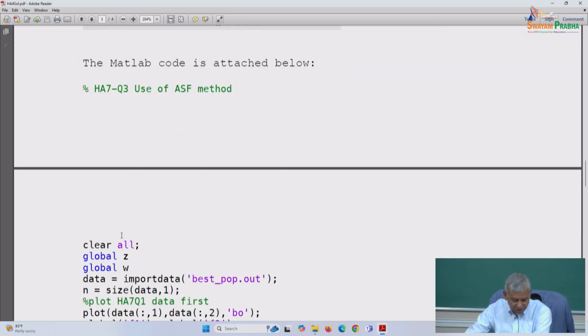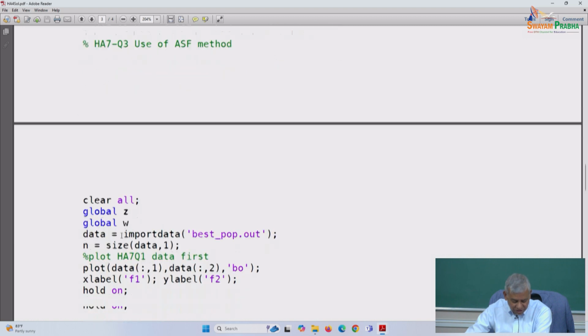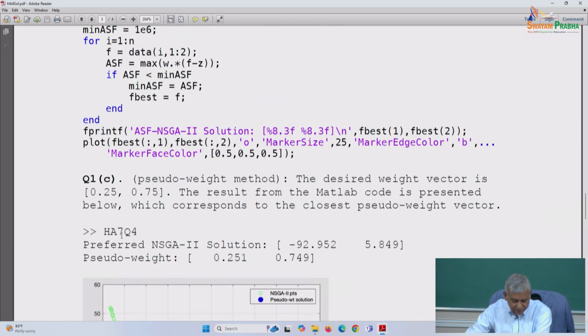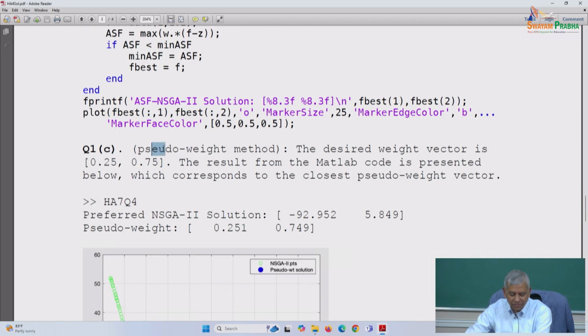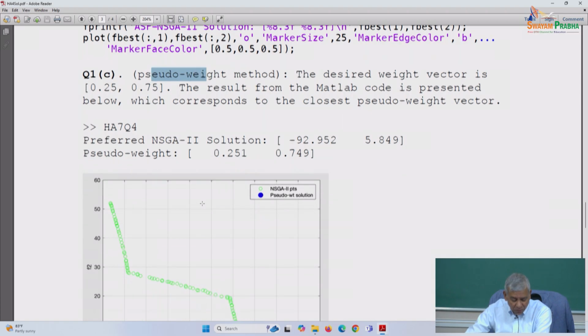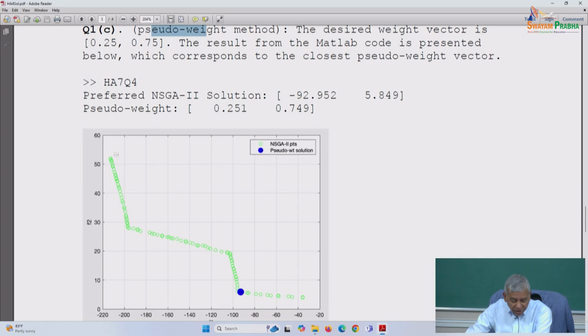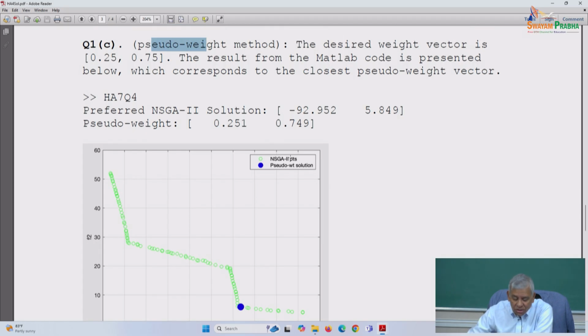Then use another method, and here is the code for that. The third is the pseudo weight method. We talked about pseudo weight. You have the formula in the slide. Now you compute pseudo weight for each of these points based on their maximum values. The formula will tell you. And then I think I asked you which pseudo weight is close to 0.25, 0.75.